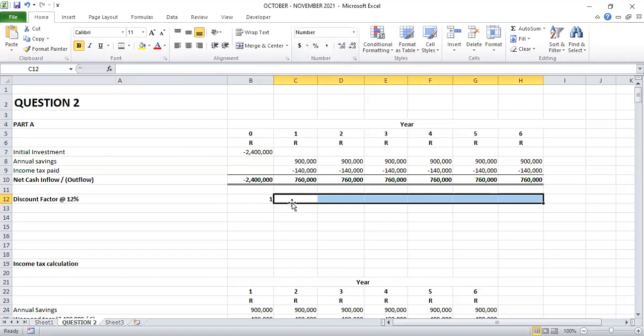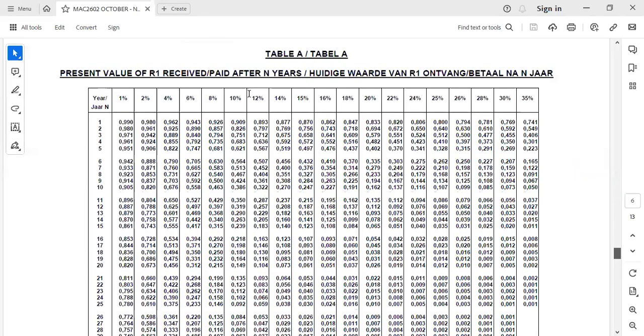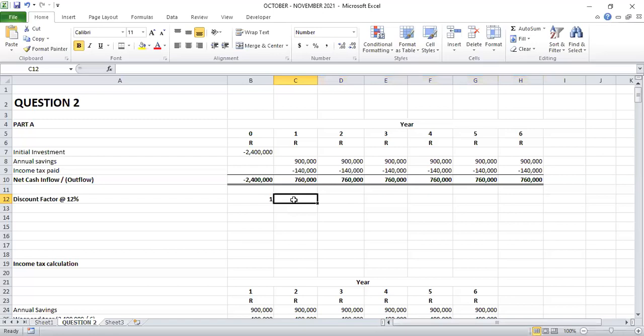You will always be given tables. So you go on table A, then you go under 12%, then you check these ones here, from year 1 up to year 6. Those are the rates that you're going to check, the ones under the rate you are given. Whenever you're finding the net present value, you use table A. But remember that for year 0, the discount factor is always 1, so the one that you get on your table will start from year 1.